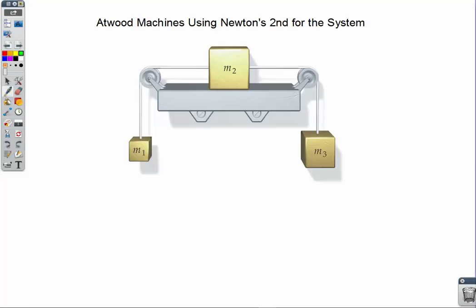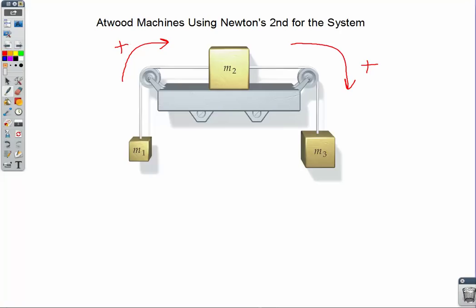So we want to define a common positive direction so that the directions of those accelerations are all consistent. So I'm going to say M3 is accelerating down, so my positive direction then is going to be that way. So that makes M3 accelerating downward have a positive acceleration. M1 is going to be accelerating upward, and that's also going to be positive. M2 is going to be accelerating to the right, and that's going to be the positive direction. So that's step number one when you're dealing with these kinds of systems.